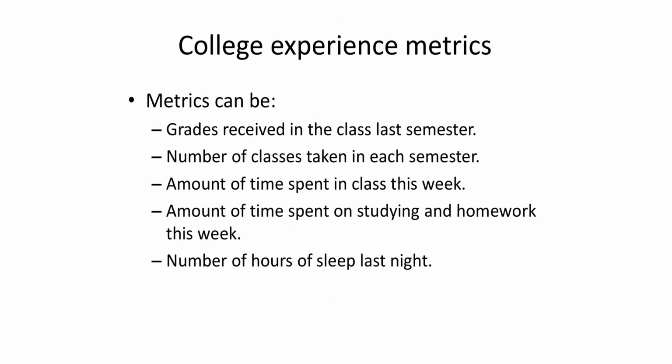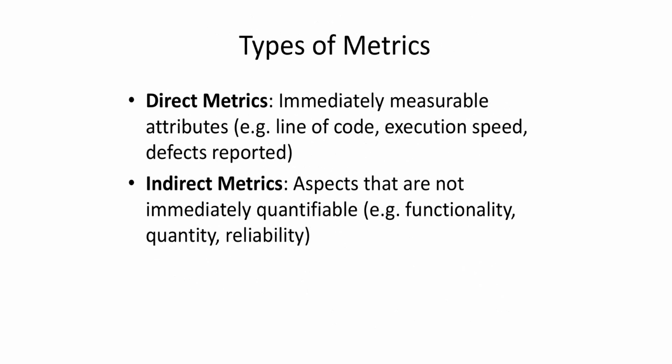Now coming to the types of matrix, they are broadly divided into two basic types. One is called direct matrix and one is called indirect matrix.